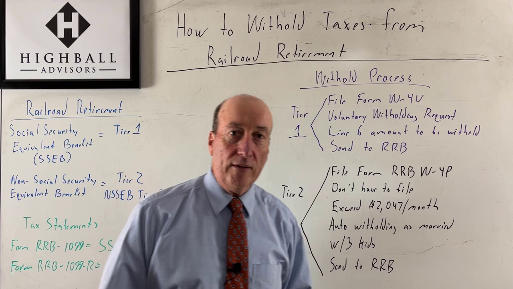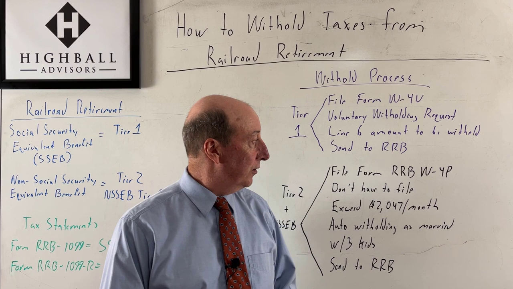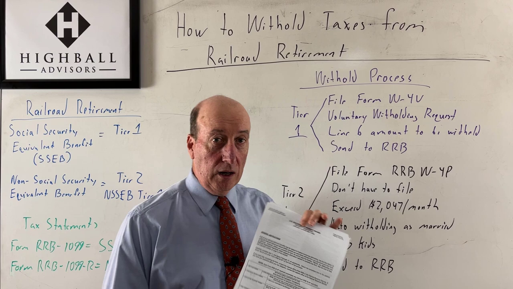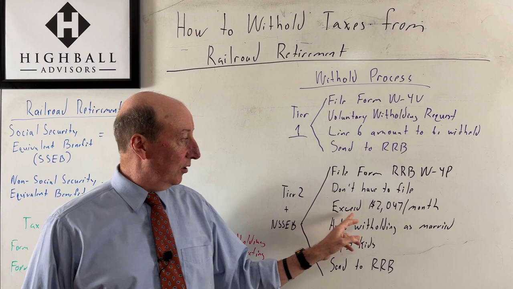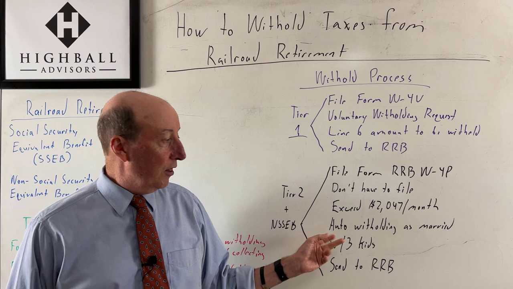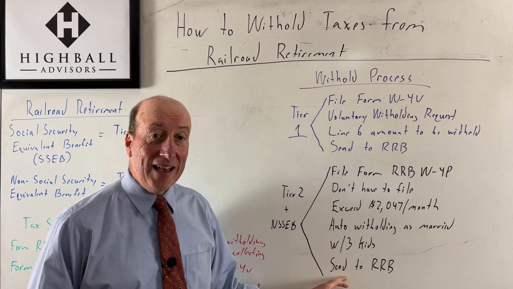So that's the Social Security equivalent benefit piece. Next up is the tier two and the non-Social Security equivalent benefit. For that you file the RRB W-4P, which is this form here. It once again says you don't have to file it. However, if this portion is going to exceed $2,047 a month, which it most likely is, they're going to withhold it as if you're married with three kids. So you probably want to complete this form, figure out all your allowances, and then send that to the RRB. So you have two forms you want to fill out.